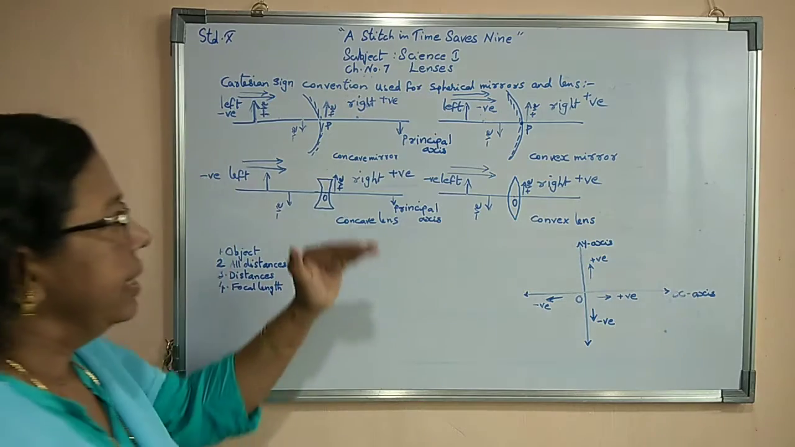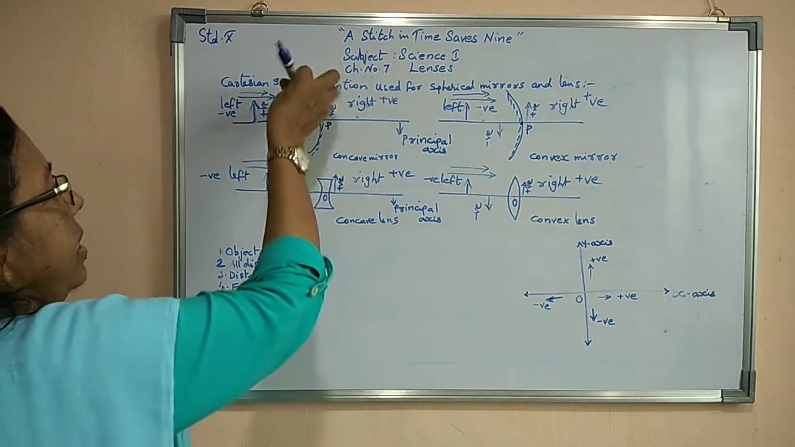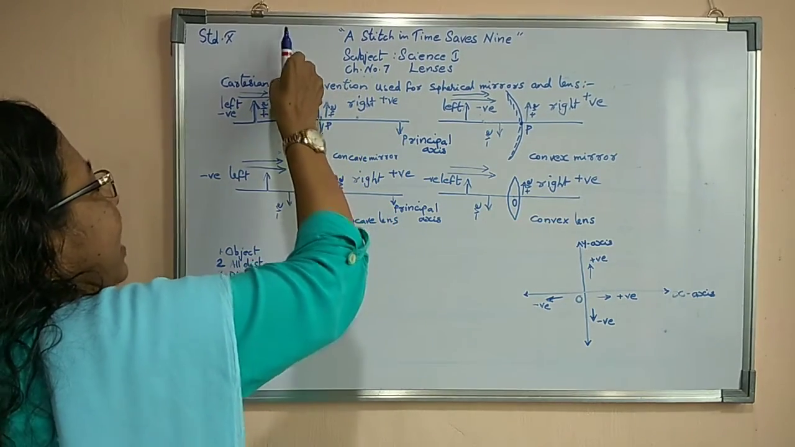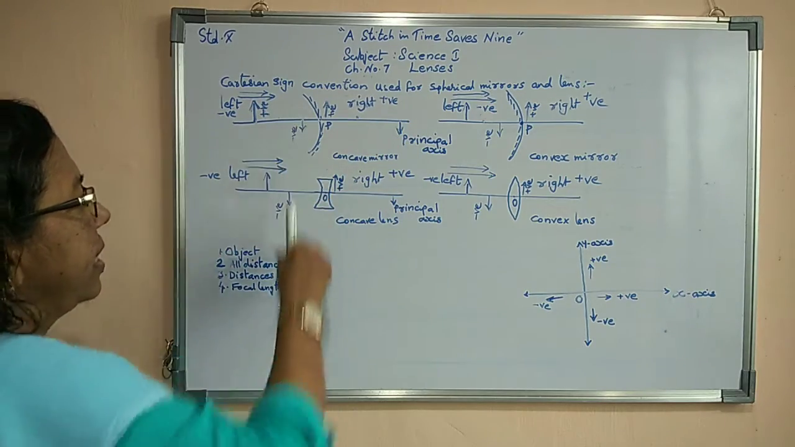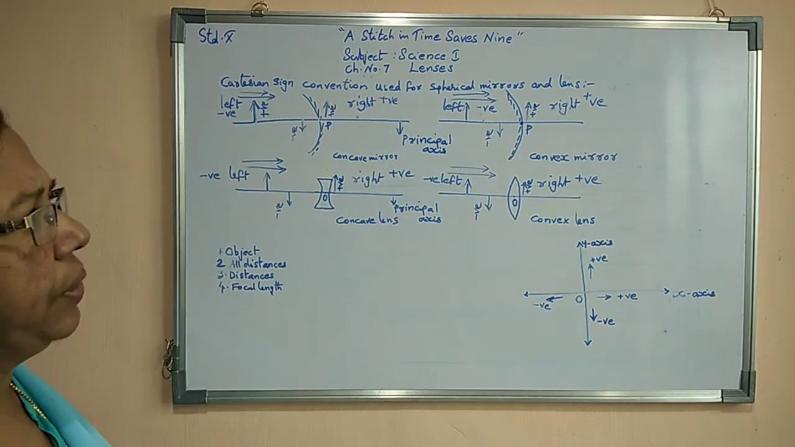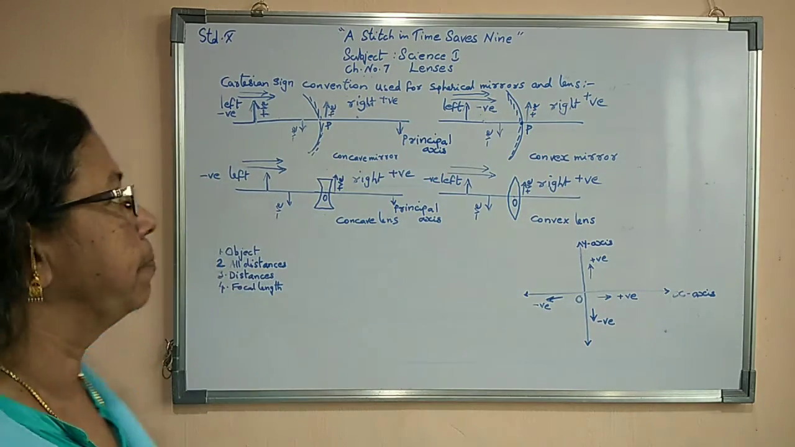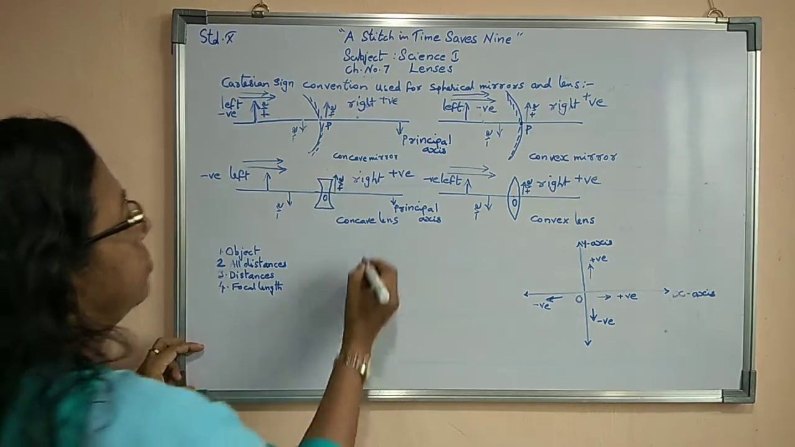So we can say that a distance perpendicular to the principal axis, either in the upward direction or the downward direction: if it is upward, then that is positive. If downward, then that is negative, common in spherical mirrors as well as lenses. Then the last point, that is focal length.